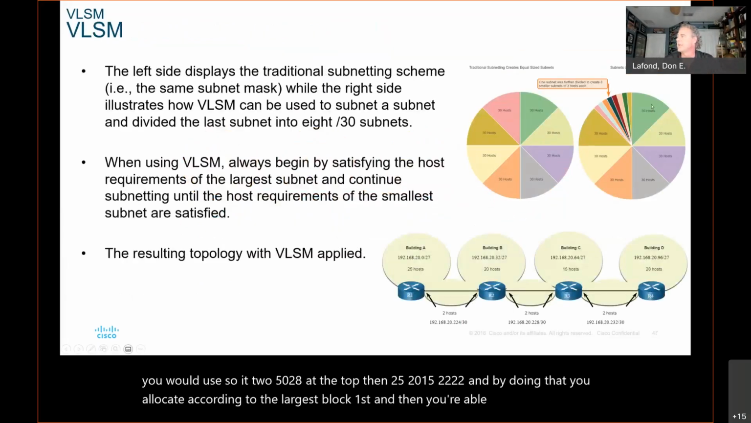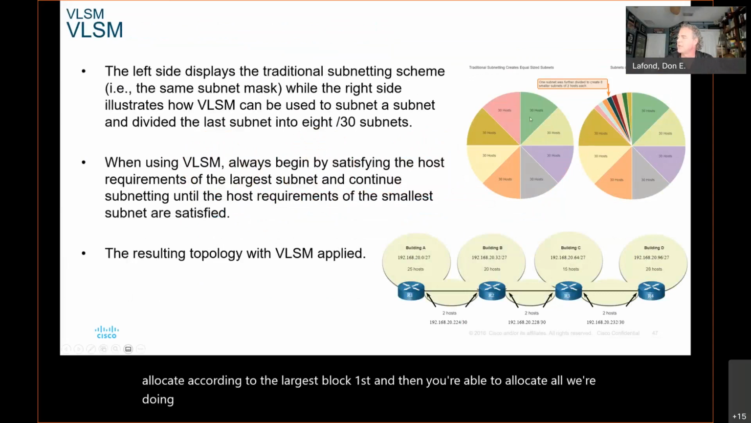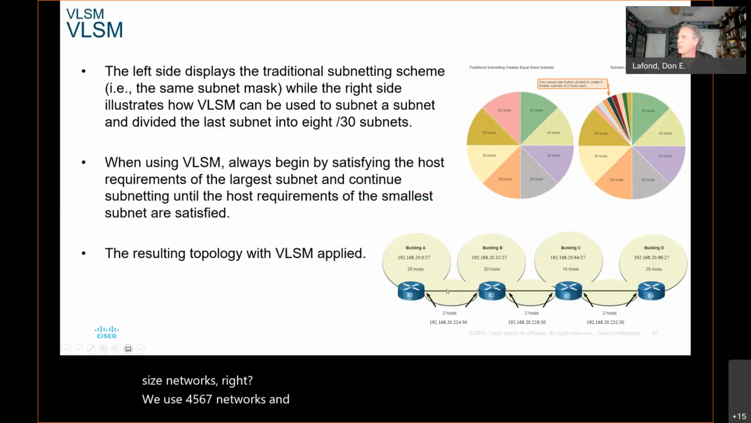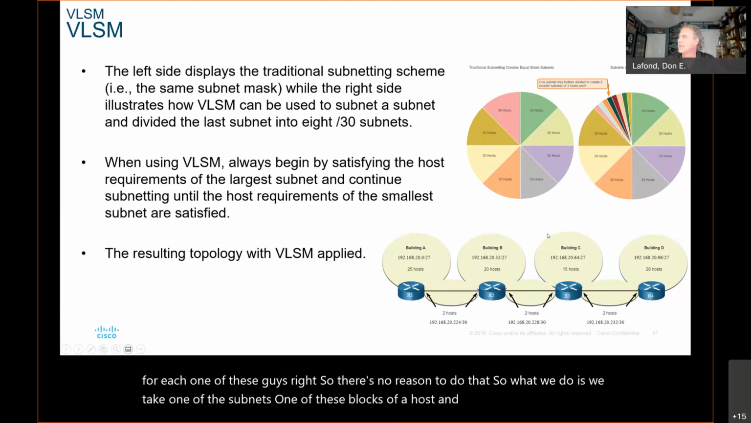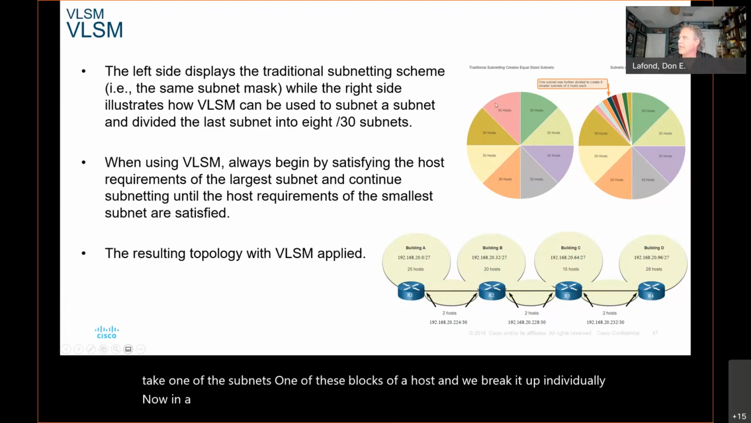All we're doing with VLSM is saying, hey, we're not going to just use all the same size networks. If we use 4, 5, 6, 7 networks and use 30 hosts in each one, we would be wasting 28 hosts for each one of these, right? So there's no reason to do that. What we do is take one of the subnets, one of these blocks of hosts, and break it up individually.